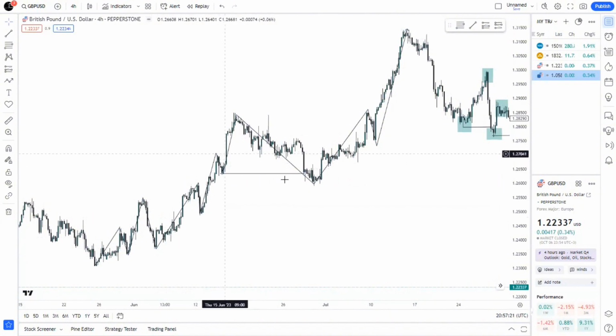Lowest low before the move that broke the previous high. Lowest low before the move that broke what? Previous high. Lowest low before the move that broke the previous high. All right, don't forget, in an uptrend, we do not want to see the lows violated.